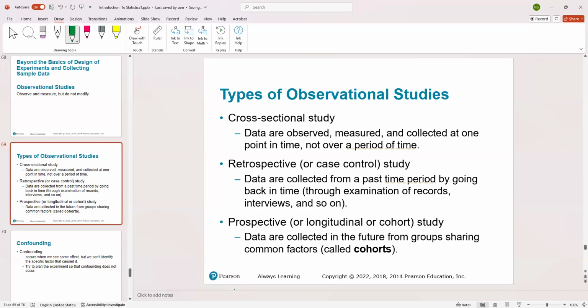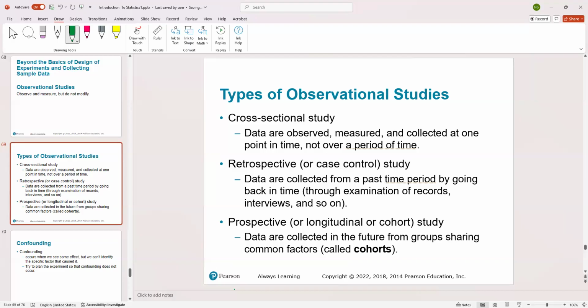Retrospective or case control study. All right, so that's a past period of time. Data are collected from a past time period by going back in time through examination of records, interviews, and so on. So we can do that. It's like elections. You can call people and ask them who they would vote for in the next elections, or you can review past elections to make decisions about the behavior of voters.